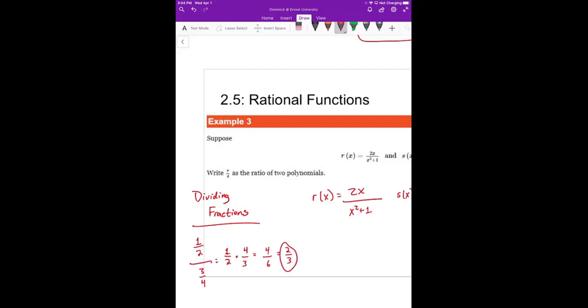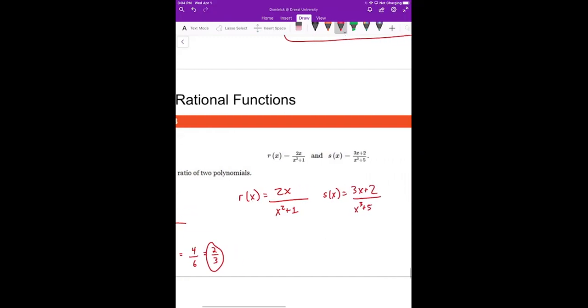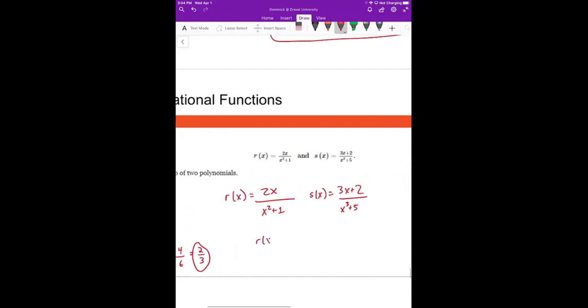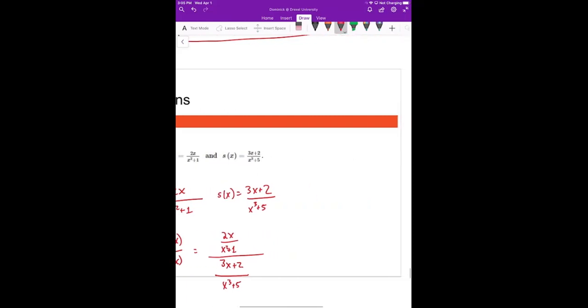All right, now we're going to do the same thing here, right? So here we want to find r of x over s of x. So what we want to do is find 2x over x squared plus 1 all over 3x plus 2 times x to the third plus 5. Okay, so the first step in this is we're going to keep the top one the same, change division to multiplication, and then flip the second one.